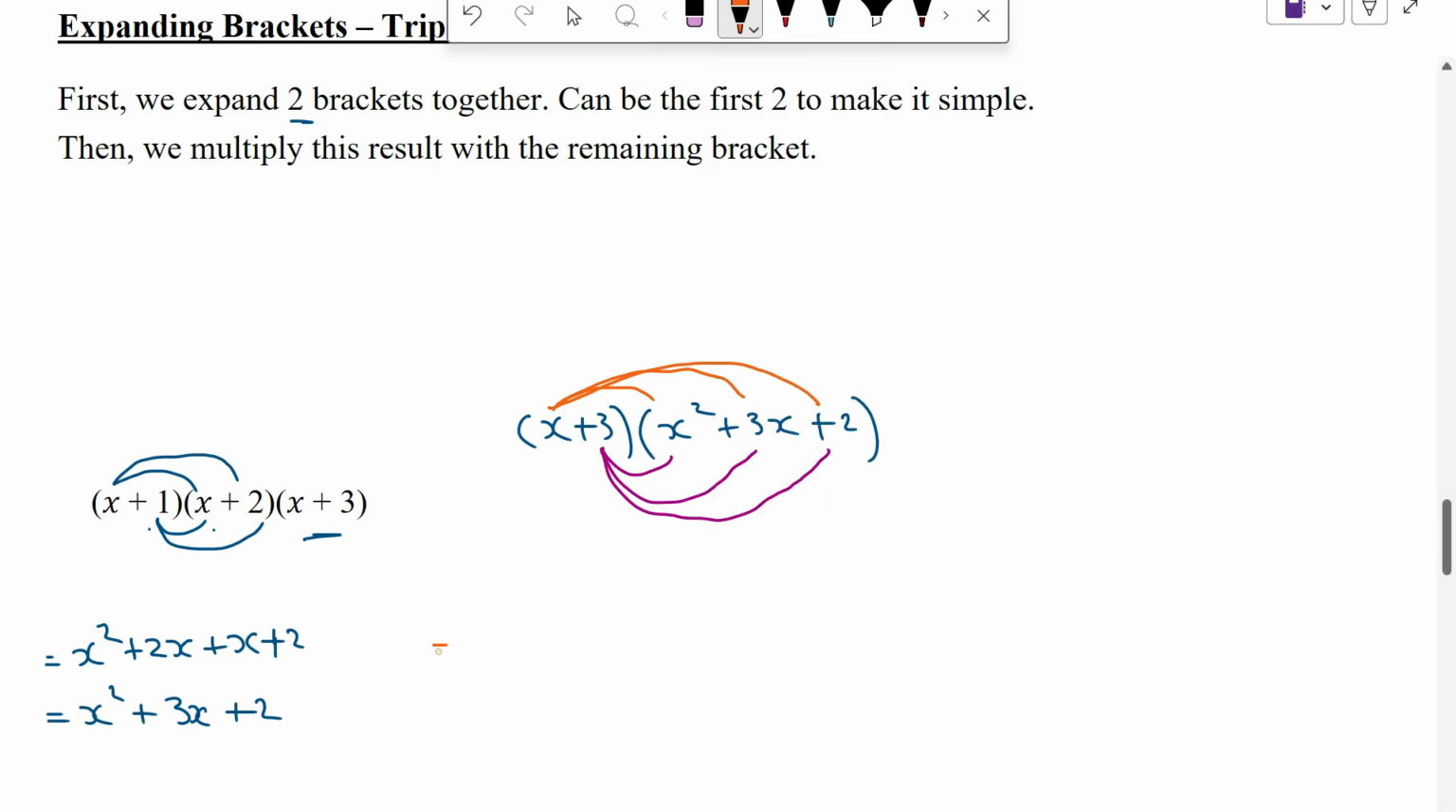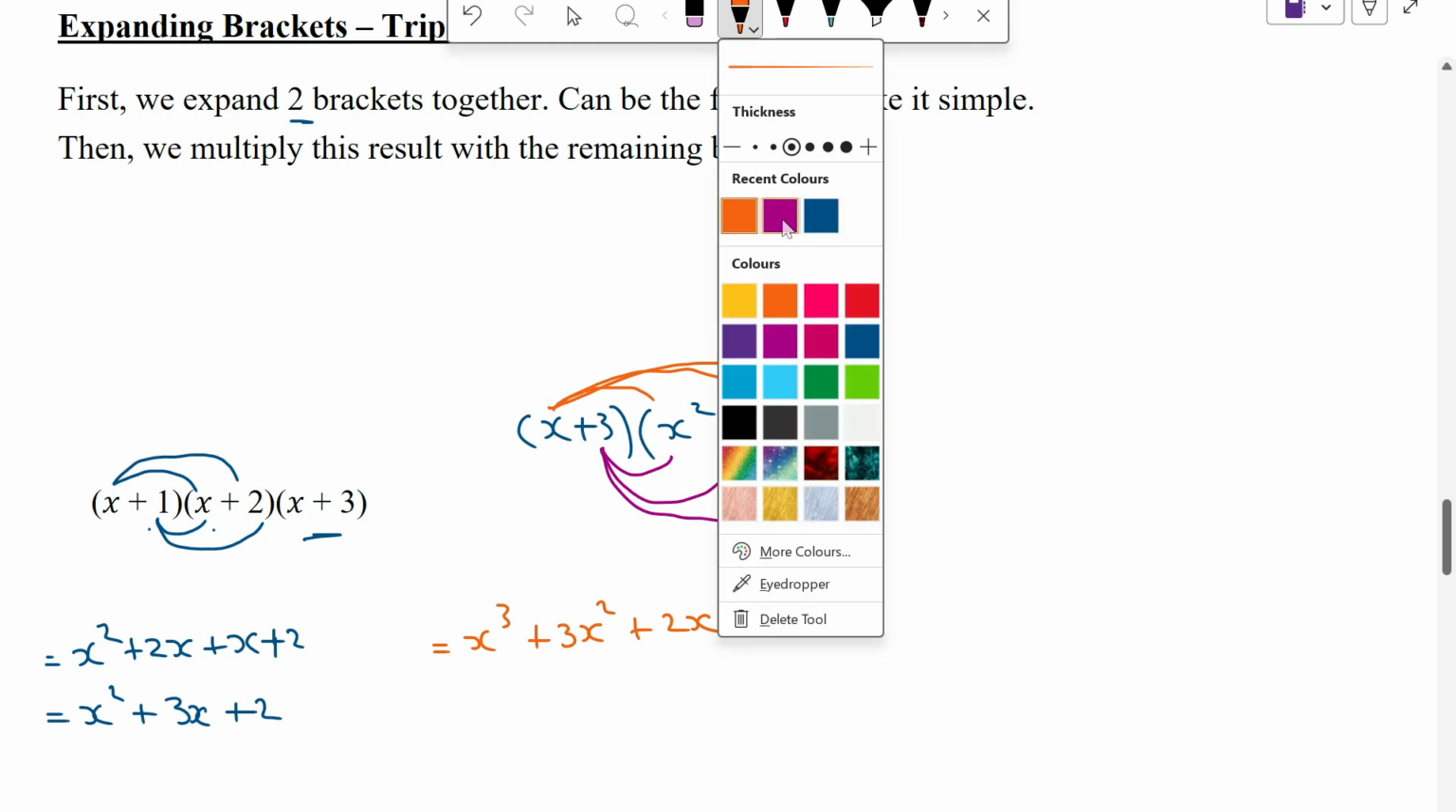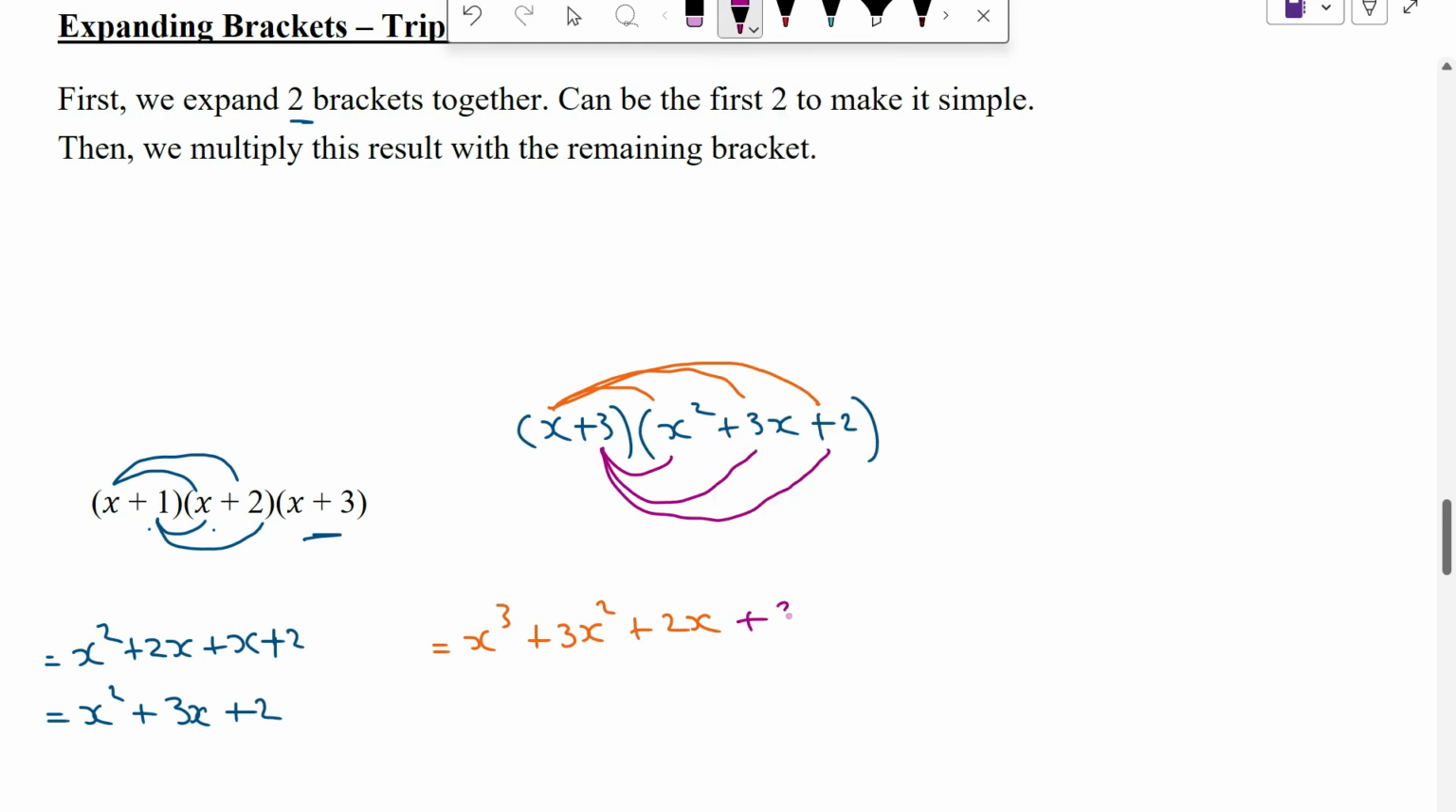Okay, so starting with the x, that is going to give us x cubed plus 3x squared plus 2x. Then the plus 3 is 3x squared plus 9x plus 6. I hope the change in color has made this a bit easier to visually see how we're splitting this up. And now to finally just collect the like terms.